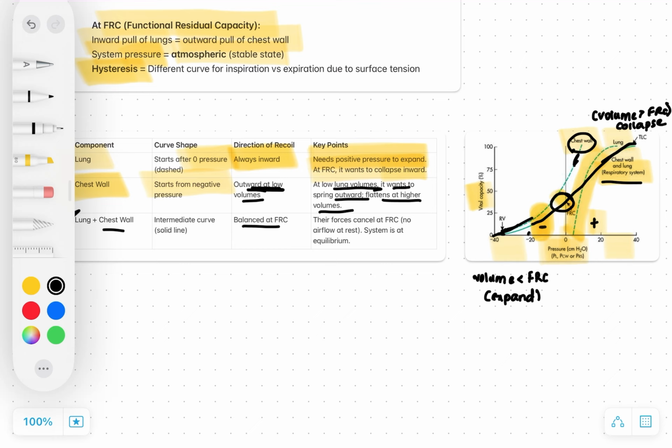We have to remember that the lung will try to recoil, so it starts at a positive pressure after 0, because it needs positive pressure to expand. The chest wall starts from a negative pressure because at low lung volumes it will try to spring outwards. Lung plus chest wall is the respiratory system, and it will be balanced at FRC.